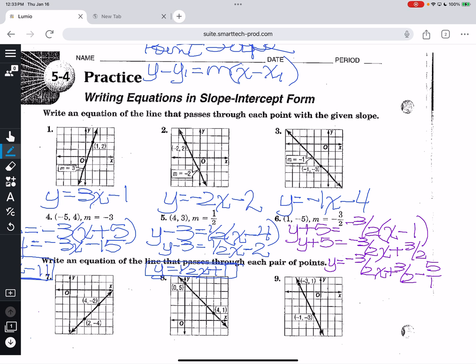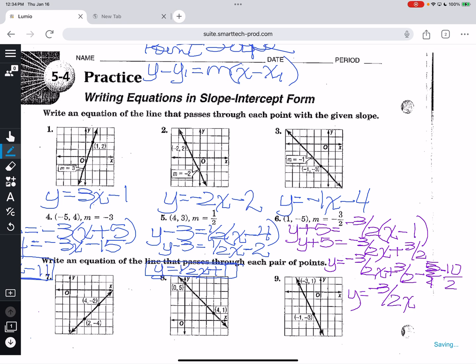So what will the numerator be when we change it? 5 over 1 is going to become what? 10 over 2. Negative. And then I'm just going to do a little line through the 5 over 1. So y equals negative 3 over 2x.